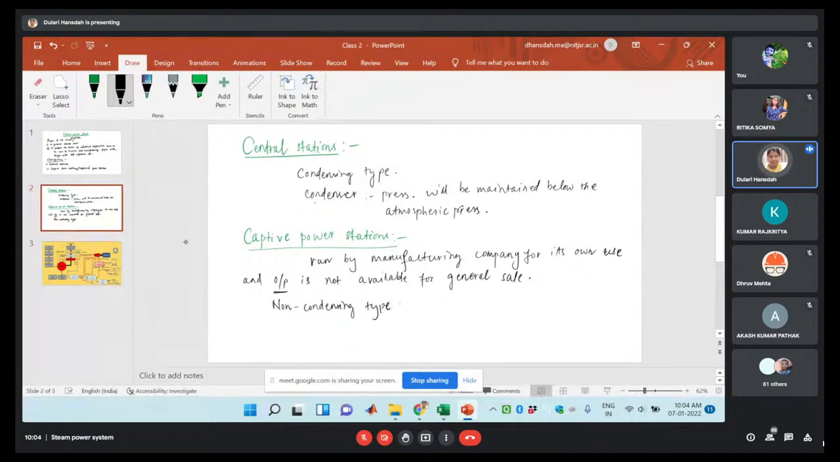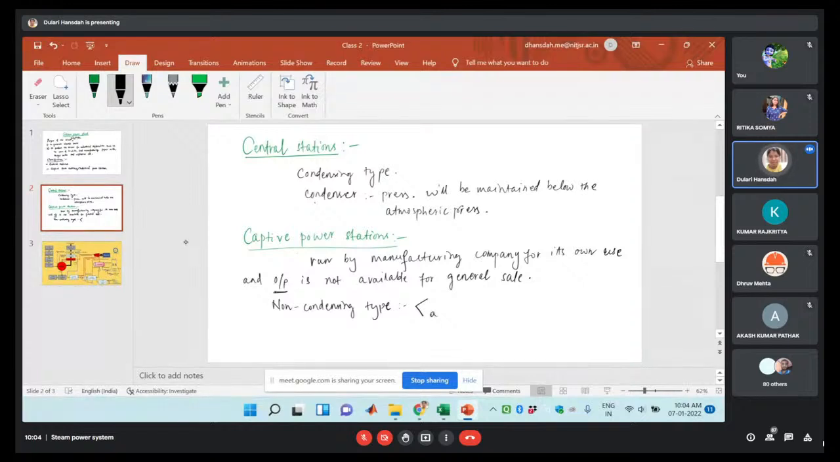Non-condensing type means a large quantity of steam at low pressure will be required for the different manufacturing operations. So one, it will generate its own electricity. The other is the exhaust, a large quantity of steam with low pressure, that will be utilized for the different operations of the manufacturing companies.